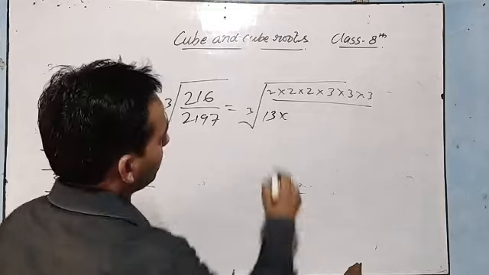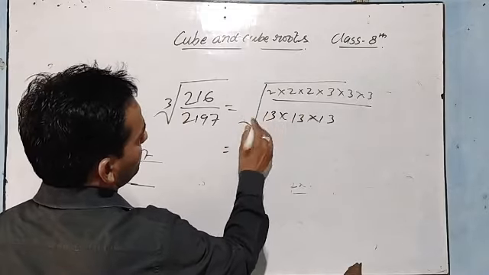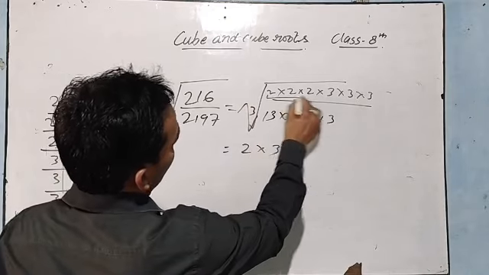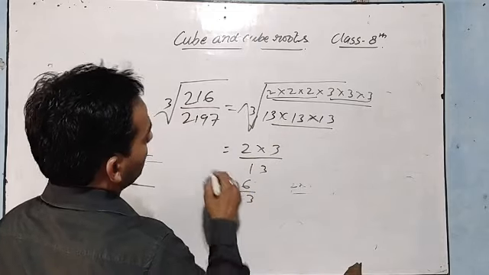I have seen it from my book. Okay. So the cube root sign will be inside this. So 2 multiplied by 3, because triplet of 2, triplet of 3, triplet of 13. So 6 upon 13 will be the answer of this.